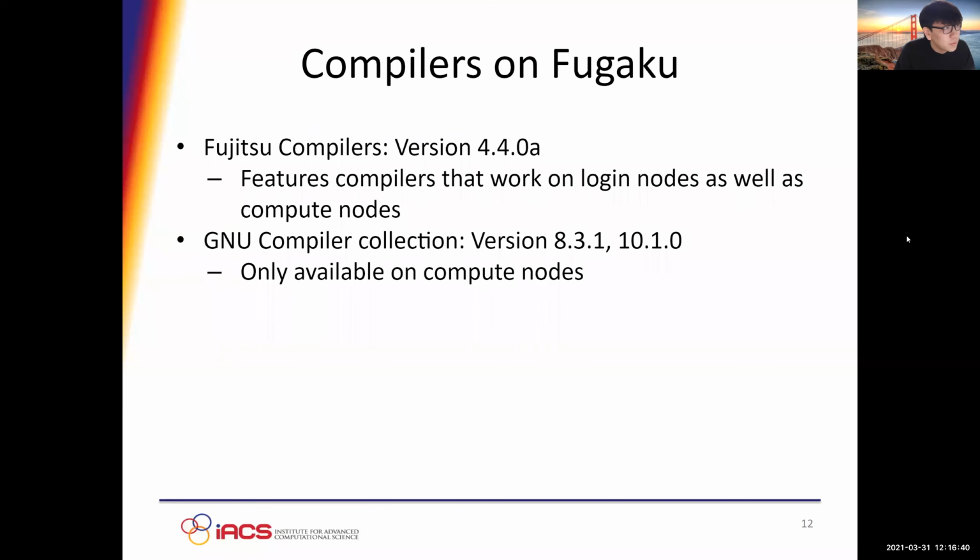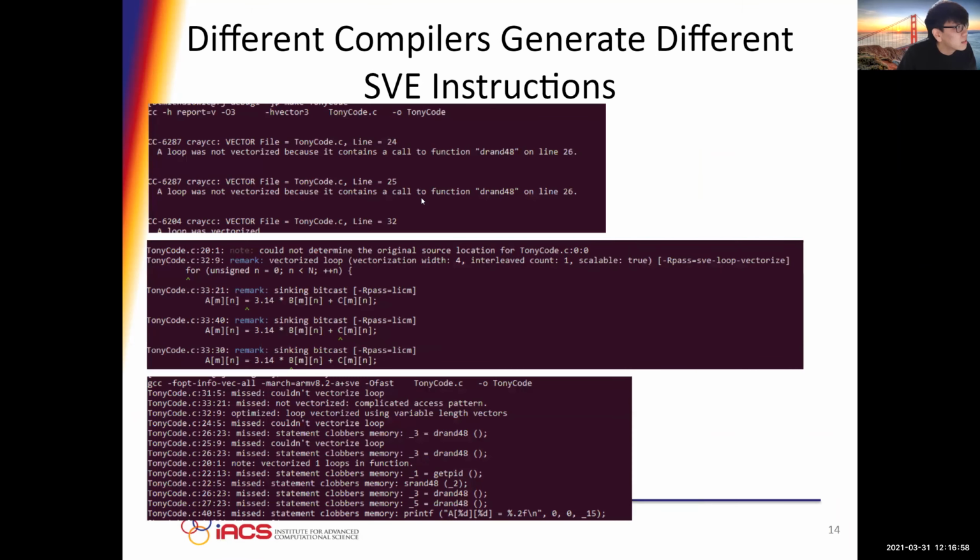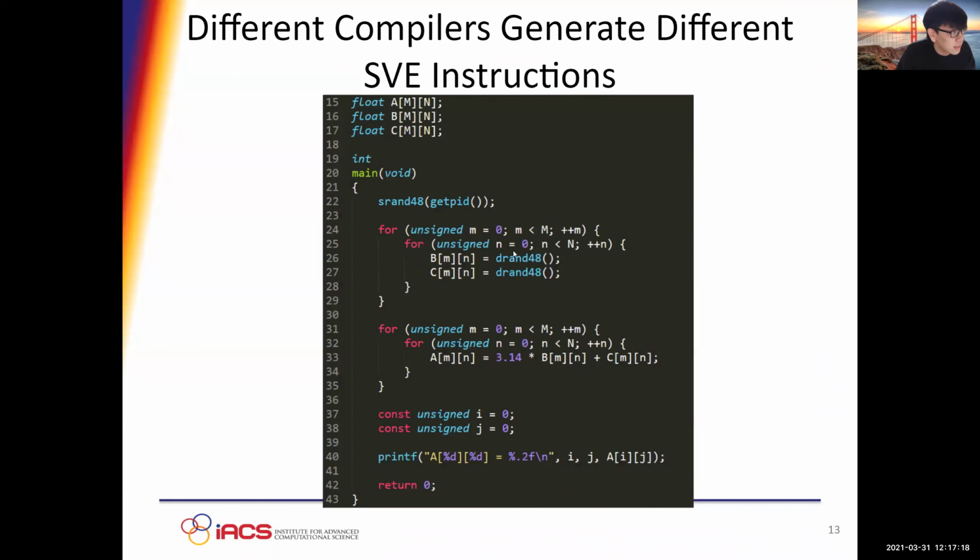To further demonstrate this, we used one of the sample codes from Tony. So thanks, Tony. And here it comes with the code. It's a very straightforward matrix operation program with two loops, here and here. Let's see what the compilers say. On the top section, we have the Cray compiler, which clearly shows that on line 24 and line 25, the vector involved with the random function called drand48 cannot be vectorized, and the loop on line 32 is vectorized. So back to here, this cannot be done, and this is vectorized.